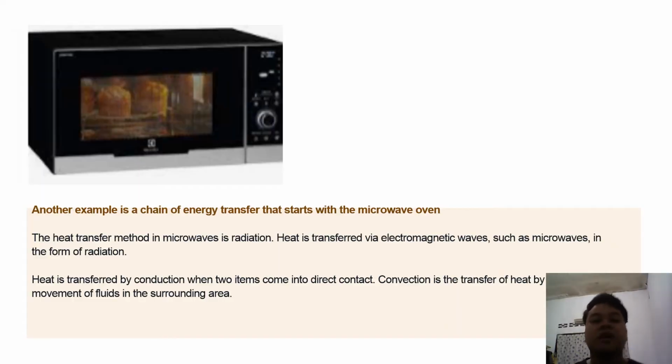Okay. Another example is a change of energy transfer that starts with the microwave ovens. The heat transfer method in microwave is radiation. Heat is transferred via electromagnetic waves such as microwaves in the form of radiation. Heat is transferred by conduction when two items come into direct contact. Convection is the transfer of heat by the movement of fluids in the surrounding area.